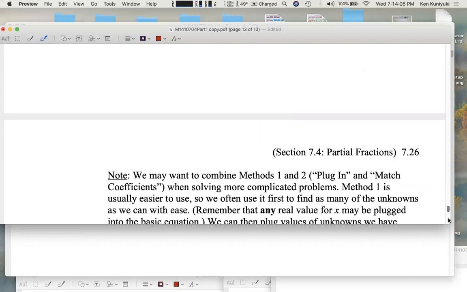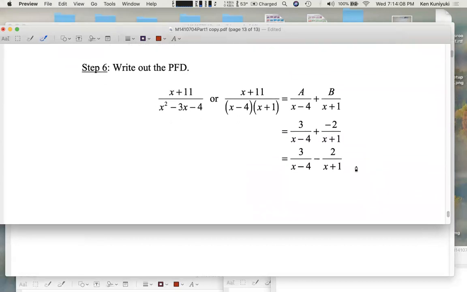Plug them in. Write out the PFD. Now, you don't have to rewrite this, but this is a reminder, okay? In your final answer, I would accept this as your final answer, or maybe even that. Okay, so we plug in A equals 3, all right? And again, focus on your own work because remember, your A might be your friend's B, and your B might be your friend's A. So focus on your own work, right? Our A was 3, remember? Our B was negative 2, all right?